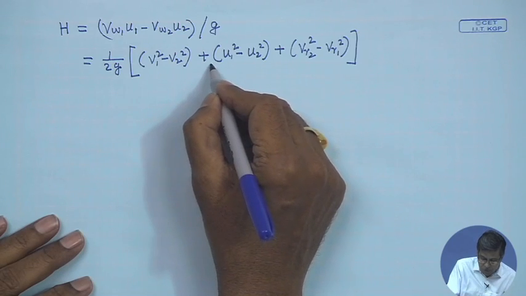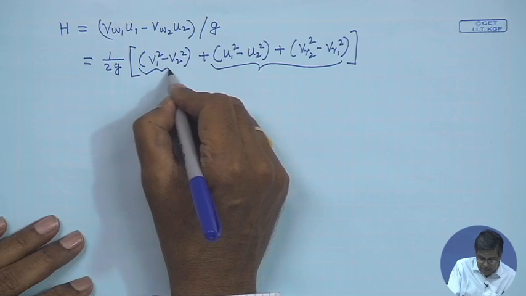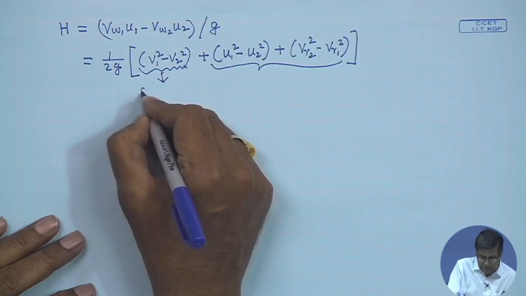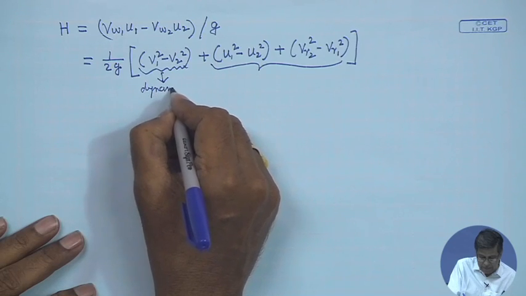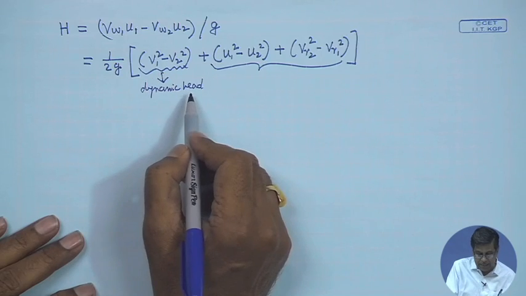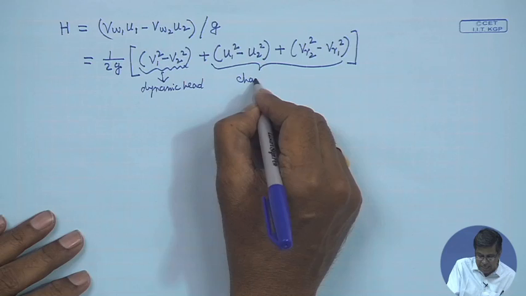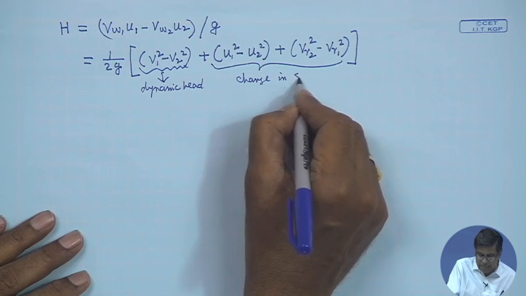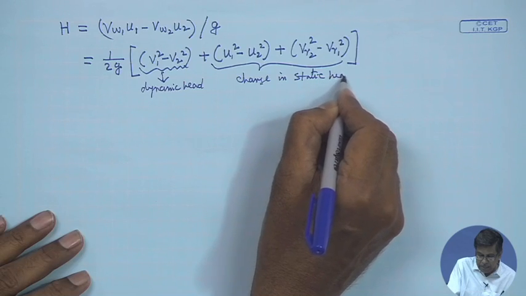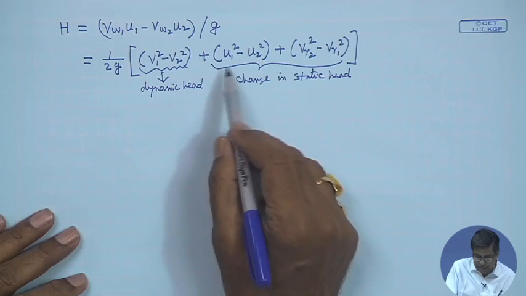And it was also recognized that the first term, V1 square minus V2 square, represents the change in the dynamic head because of the change in the absolute velocity of the fluid, that is the change in the kinetic energy of the fluid. And the other two terms are the change in the static head, that is the change in the static or pressure head, which is manifested in terms of change in pressure of the fluid.